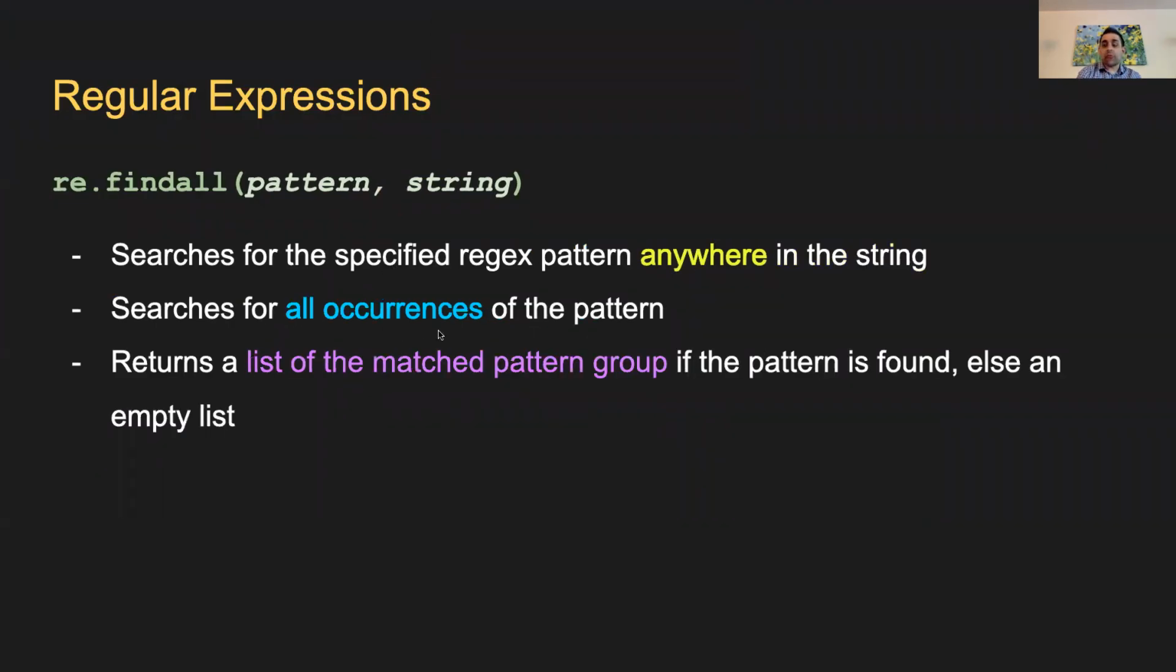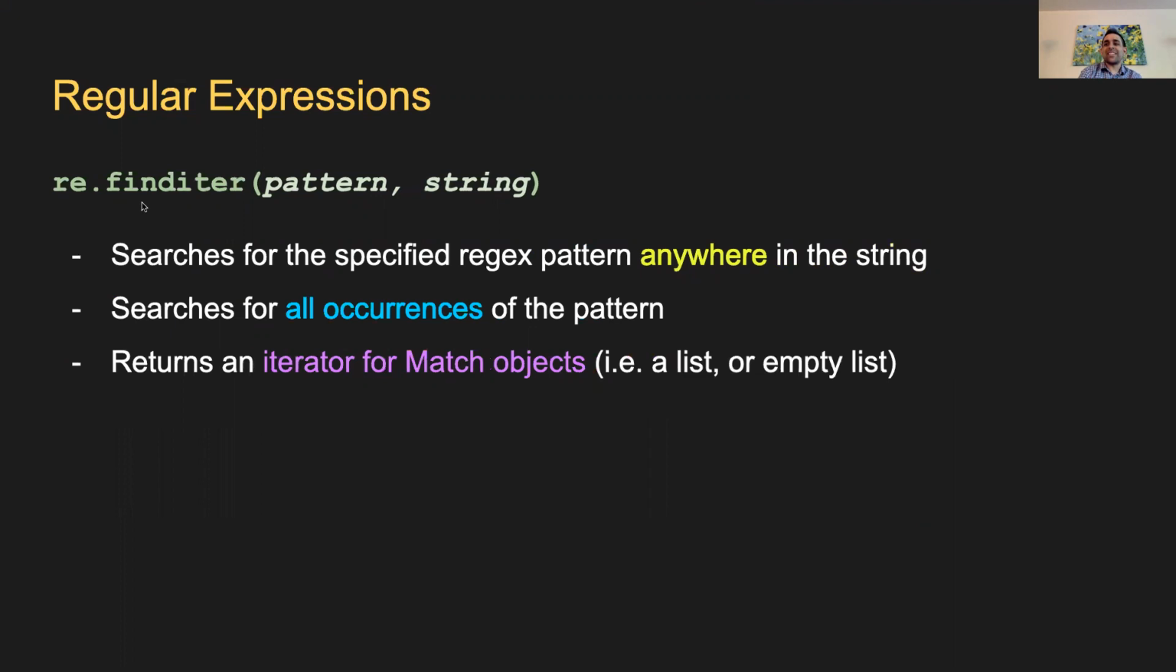So we'll keep searching for every copy of that pattern. It'll return the list of objects, the matched pattern group. So it doesn't return indices, it returns the actual pattern that was matched inside of your string. Otherwise, it returns an empty list.